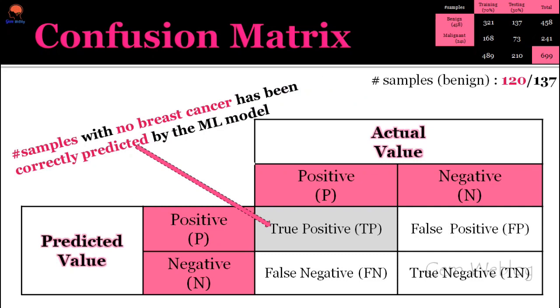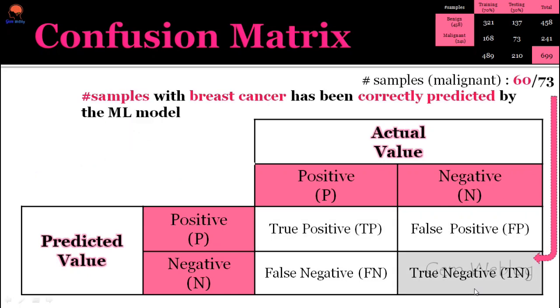Then true positive represents the number of samples with no breast cancer that have been correctly predicted by the machine learning model. For demonstration purposes, we have assumed that 120 samples have been classified correctly by the machine learning model out of 137. True negative represents the number of samples with breast cancer that have been correctly predicted by the machine learning model. For demonstration, we have assumed that 60 samples have been correctly classified by the machine learning model out of 73.